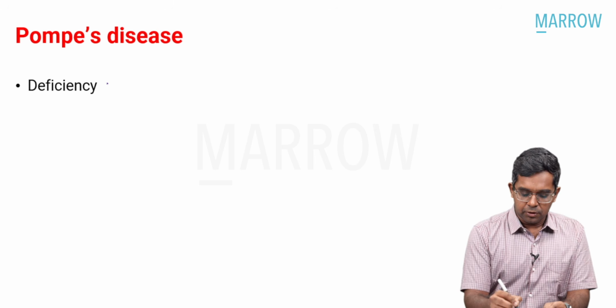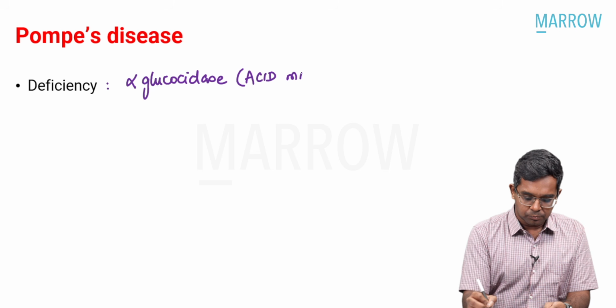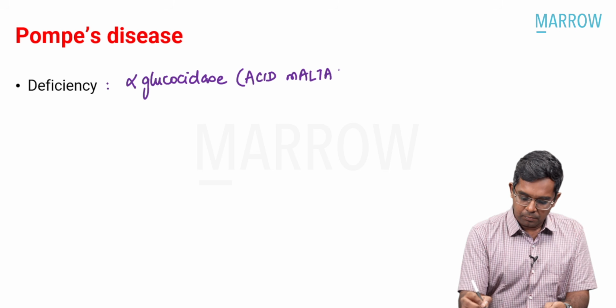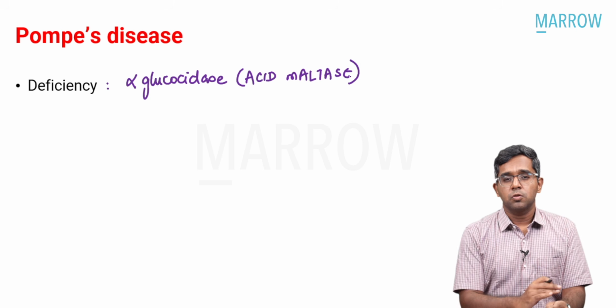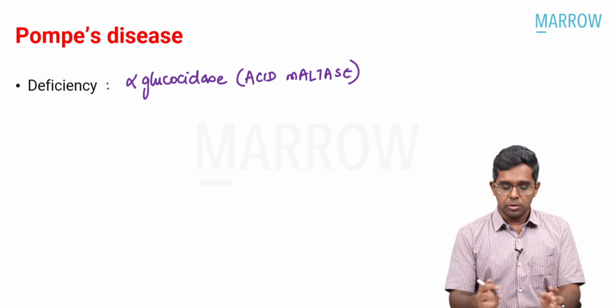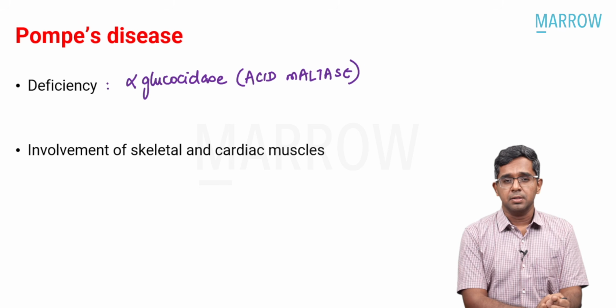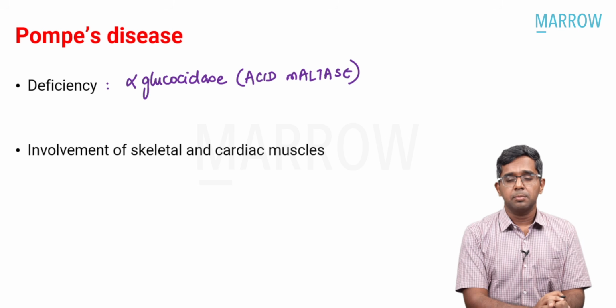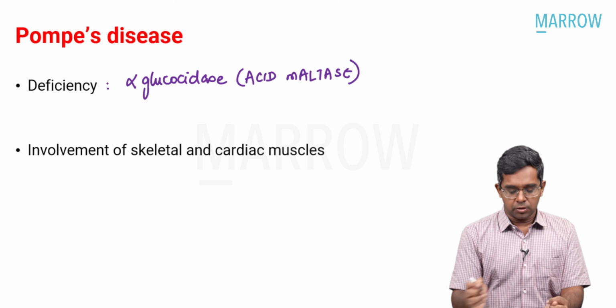It is characterized by deficiency of alpha glucosidase, also called acid maltase. It is also one of the lysosomal enzymes, so it can also be classified under lysosomal storage disorders. And as I already told you, there is involvement of skeletal and cardiac muscles. Because of early involvement of cardiac muscles, a lot of complications can occur, and death also occurs at an early age in these children.